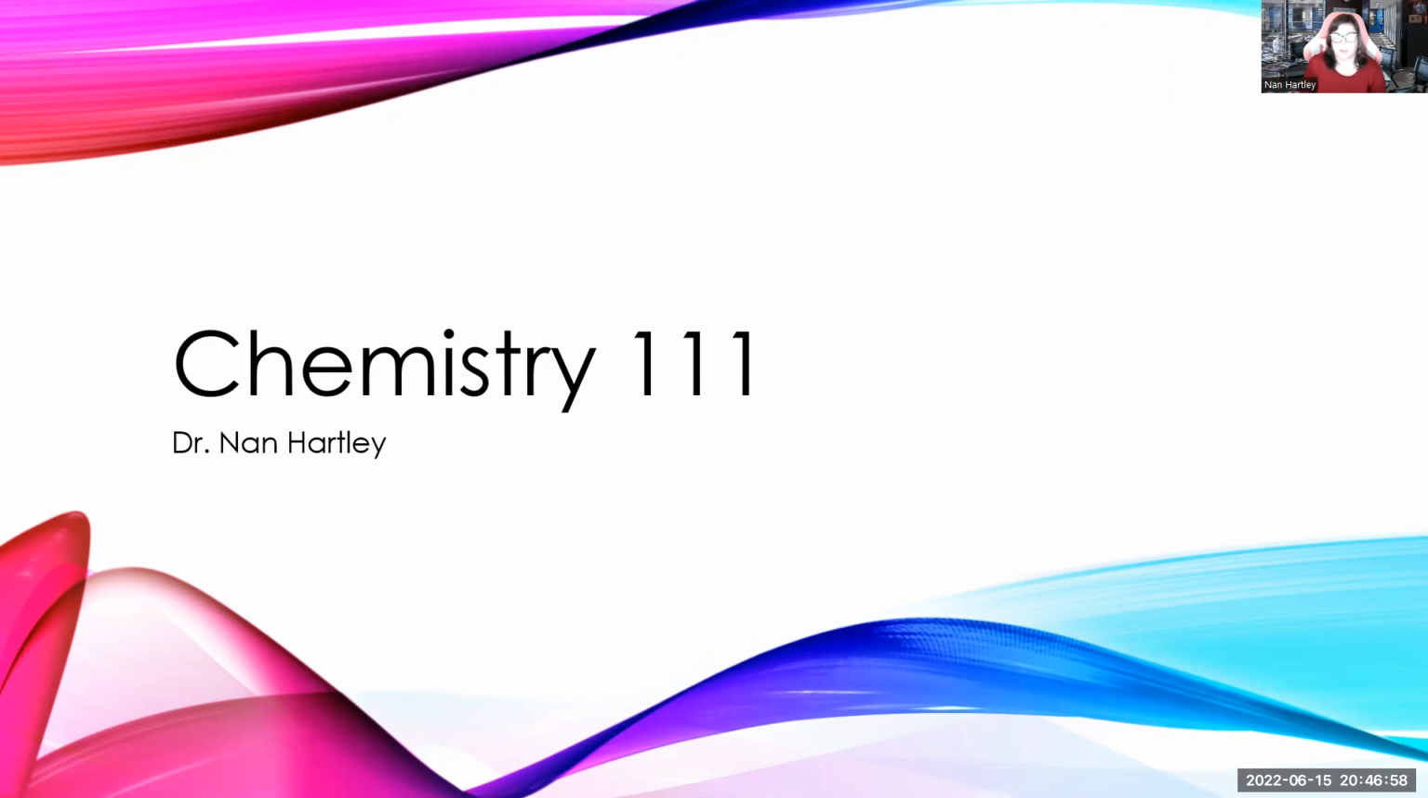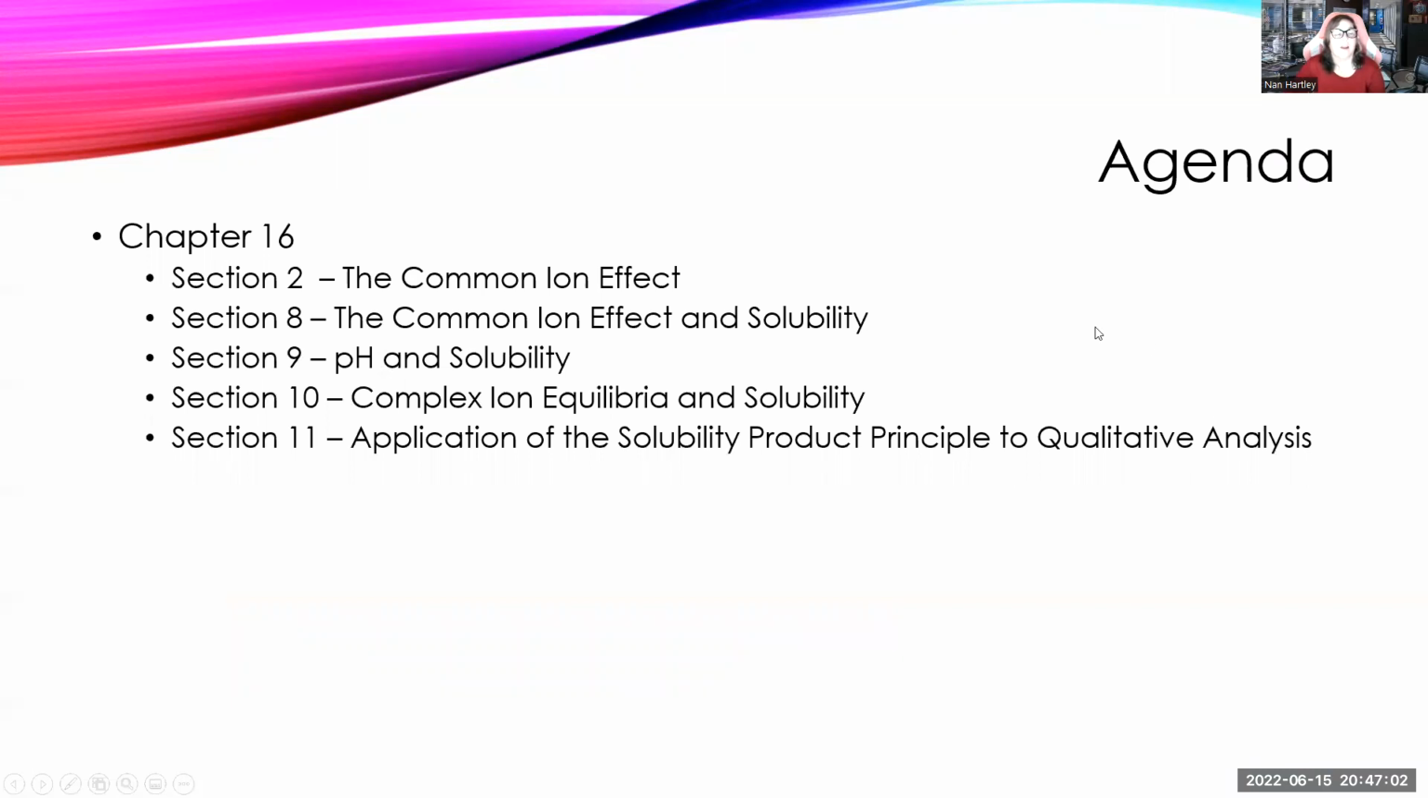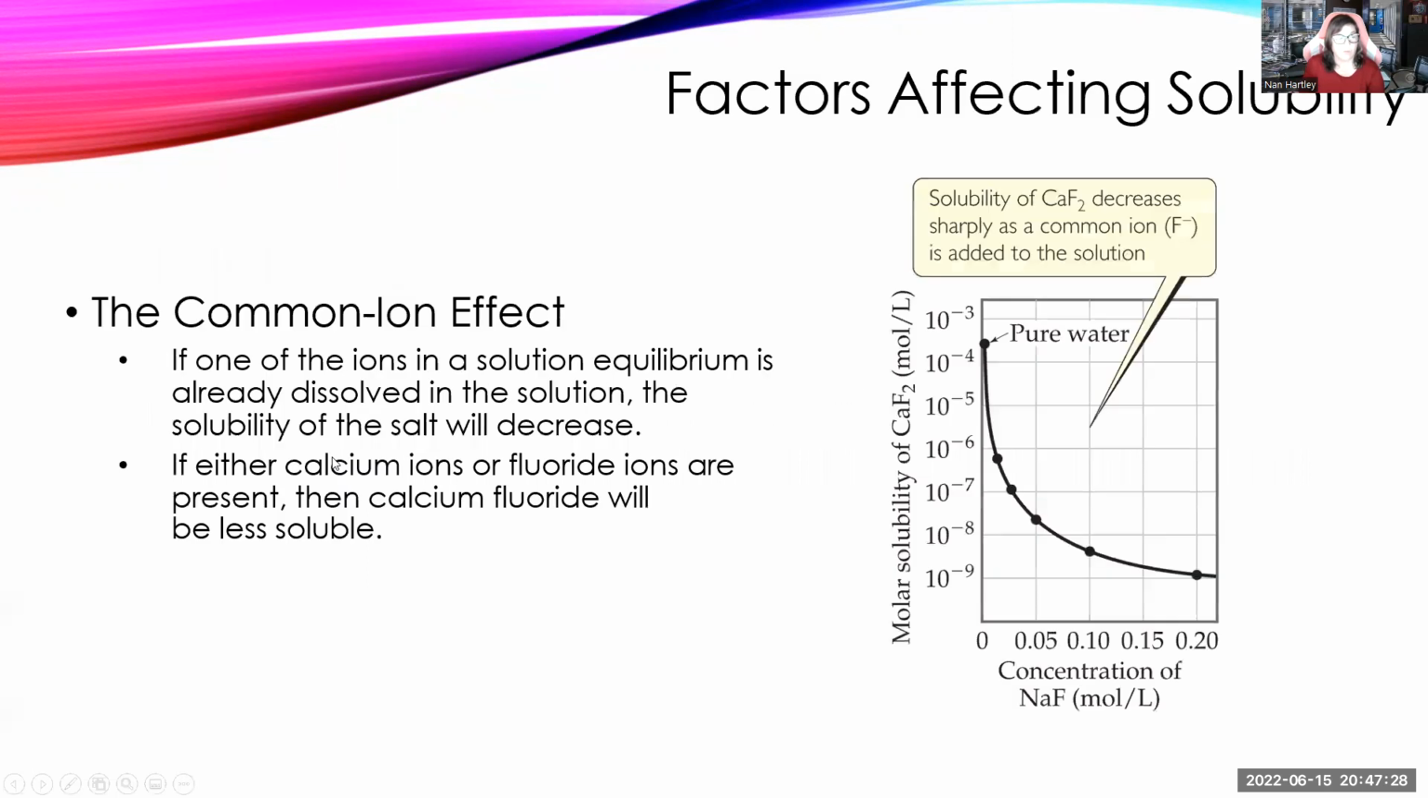So let's see what we're going to talk about today. We're going to be talking about the common ion effect. And that's going to be from chapter 16, section 2, the common ion effect, section 8, common ion effect and solubility, section 9, pH and solubility, section 10, complex ion equilibria and solubility. And then we'll talk about an application of the solubility product where we look at qualitative analysis and how we can manage to do that. And we'll talk about how that works.